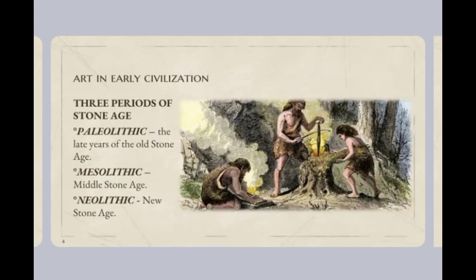There are three periods of the Stone Age: the Paleolithic, Mesolithic, and Neolithic. First is the Paleolithic, the old Stone Age. Next is the Mesolithic, the middle Stone Age, and the Neolithic is the new Stone Age.